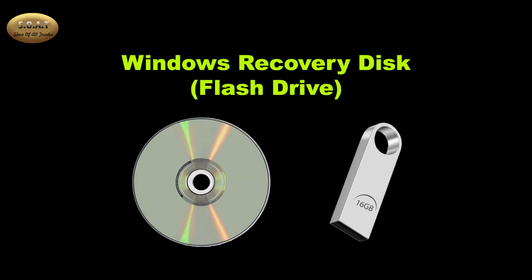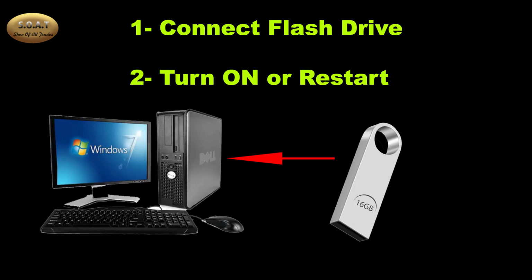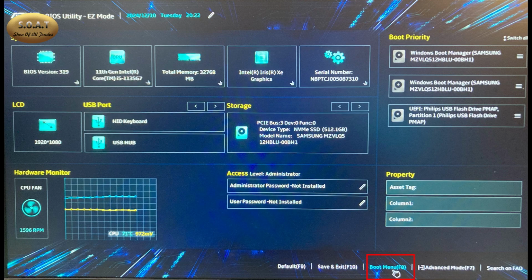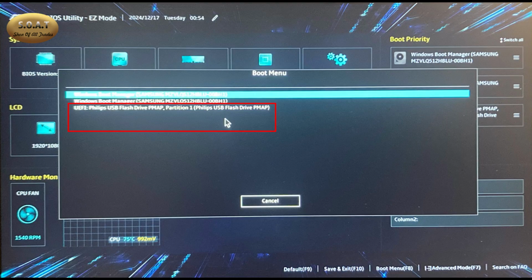Let's proceed with using the Windows recovery disk. Connect the flash drive to your computer, turn it on or restart it, and enter the BIOS setup as previously described. To begin, go to the boot section of your system and select the flash drive from which to boot. In some cases, you may need to save this setting before exiting. If your system does not restart automatically, ensure you save the setting and restart it manually.